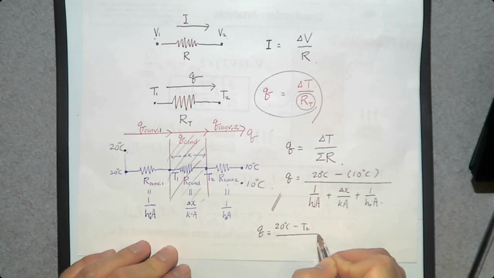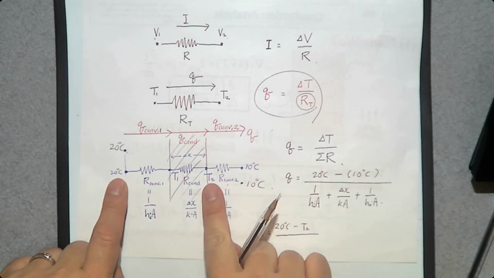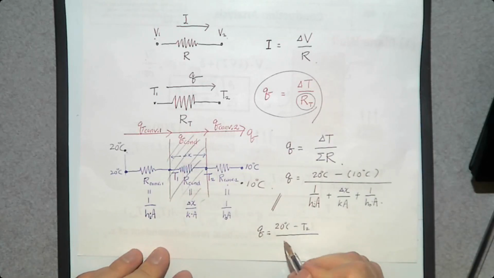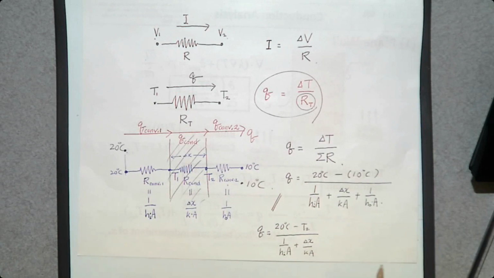How many resistances between 20 and T2? 2. This one and this one. So you can say 1 over HI times area plus delta X over KA.